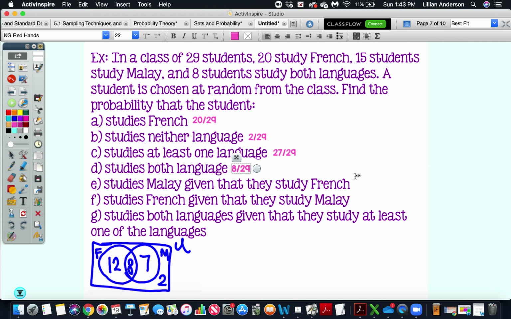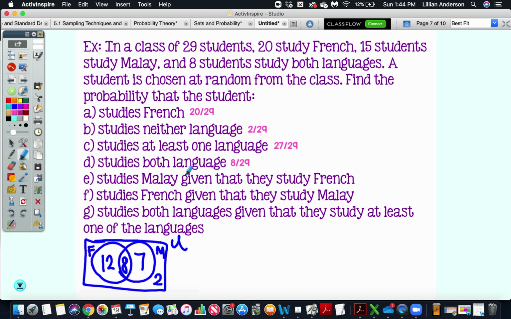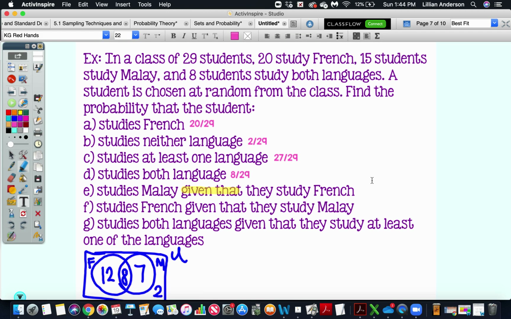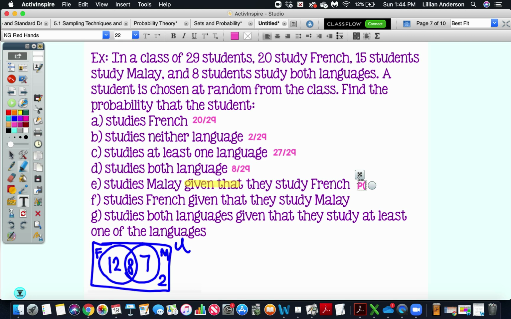Now here come the conditional probability questions. Studies Malay given that they study French. Now I'm looking only at the French students because remember the part that follows the words given that indicates our condition, indicates our denominator. What that would look like? That would look like probability of M line F. Okay, remember that line indicates conditional probability, and the condition always follows the line.